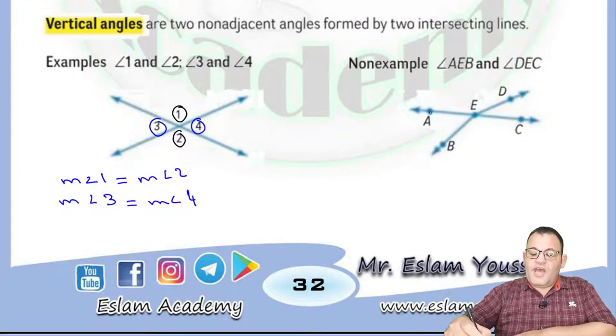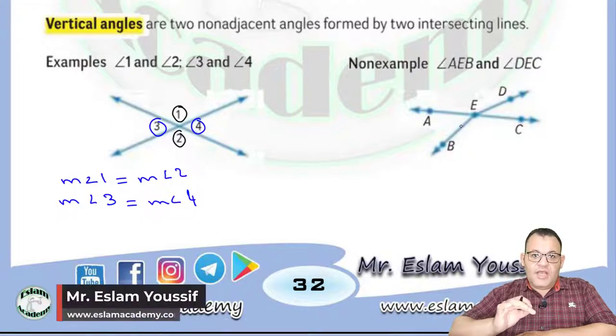But you will find that we have one straight line which is AC. And ED and EB are not opposite rays, so they are not forming a straight line, so there is no vertical opposite angle. The vertical opposite angle is formed from the intersection of two straight lines. We must have two straight lines.